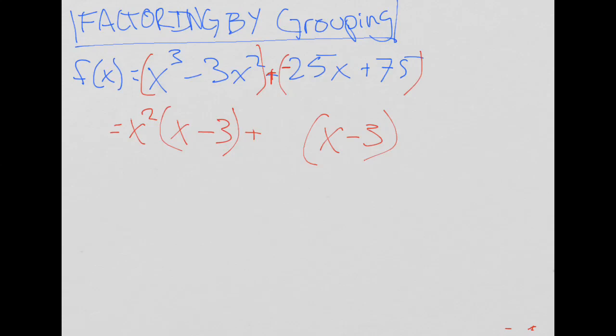So let's think of negative 25x divided by x, and when we factor that x out, well, we're going to get negative 25. And now let's check and make sure that works. Negative 25 times x is negative 25x. Negative 25 times negative 3 is positive 75. So once again, we are golden.